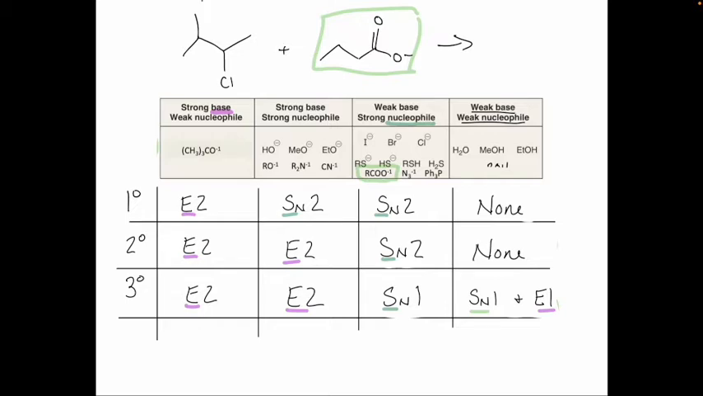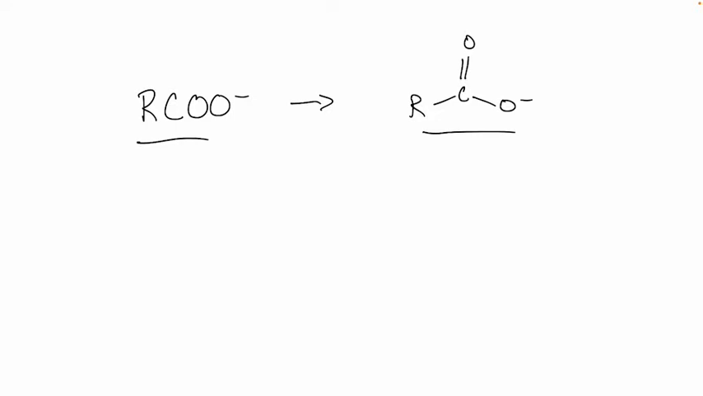Right? Again, that R means anything. RCOO minus is code for something attached to a carbon that's double bonded to one oxygen and then single bonded to an oxygen with a negative charge. These are the same thing. This is like the shorthand code for this right here.